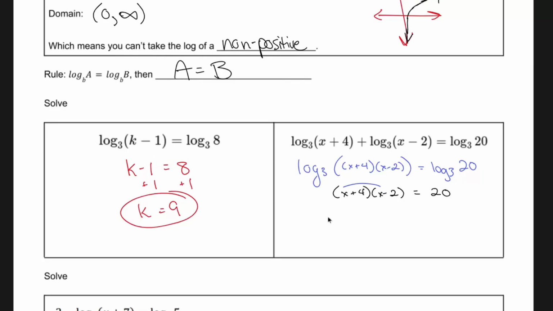Foil that out so you get x squared. Now let's wave our hands because I don't have all the space in the world. Minus 2x plus 4x is going to be plus 2x minus 8 equals 20. Let's add 8. Let's add, nope, I don't know why I said add 8. Let's subtract 20. Stupid me. Subtract 20. Subtract 20. And you get x squared plus 2x minus 28 equals 0. Ugh. That's not factorable.